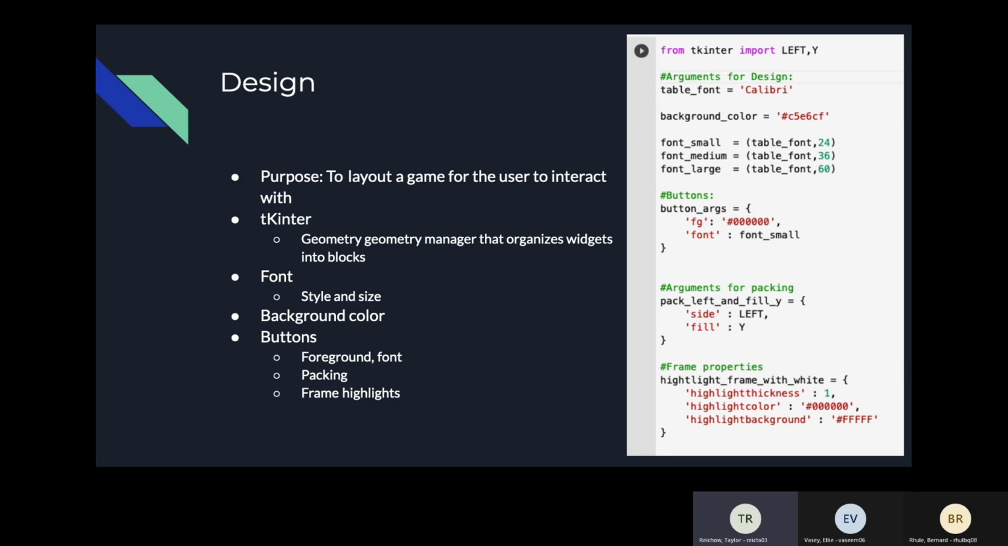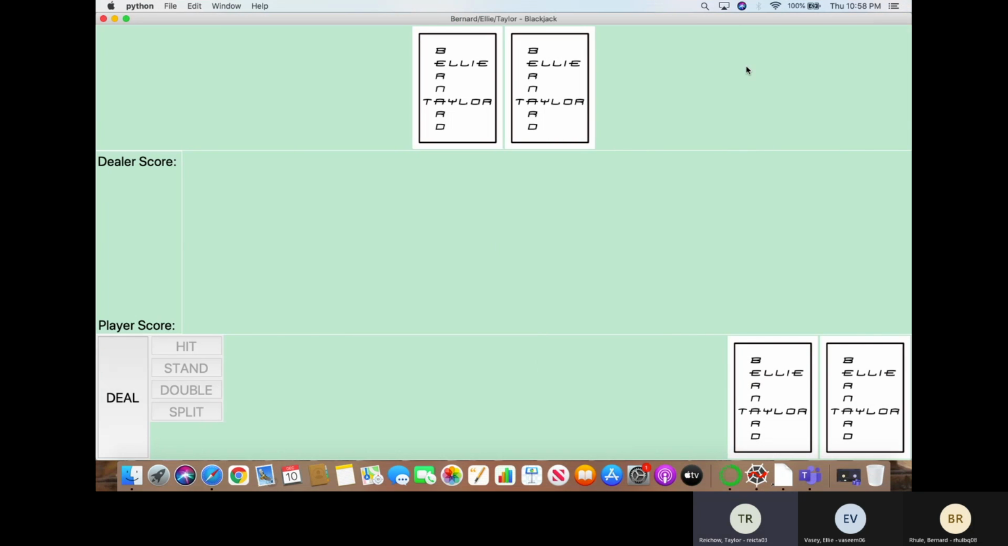In the next section, we use tkinter to pack the widget. Y means it is being filled vertically. Left means the widget is packed against the left side. Then we also have the frame properties at the end. Here we have the game and what it looks like and how it is played.